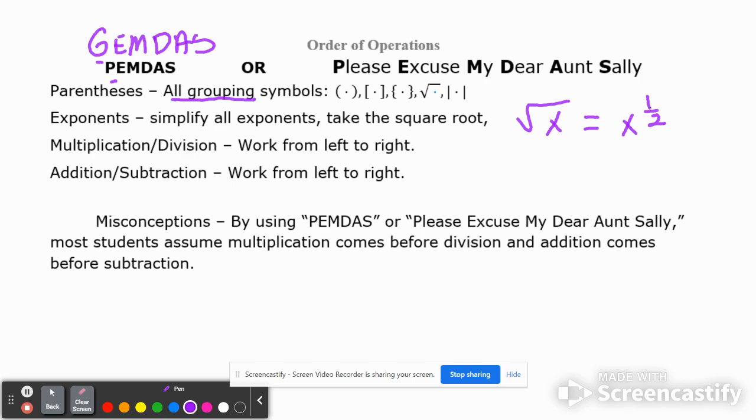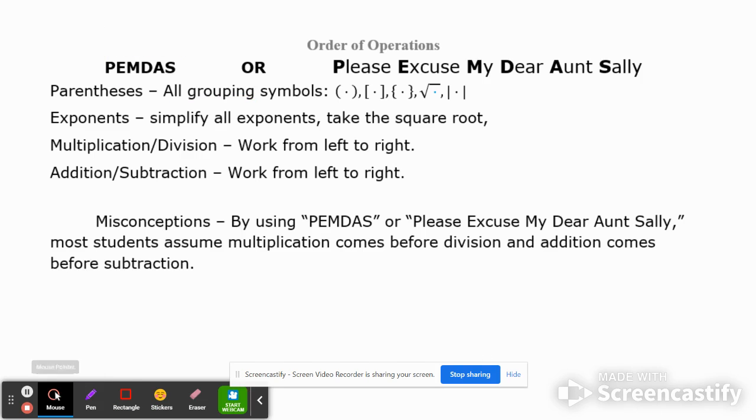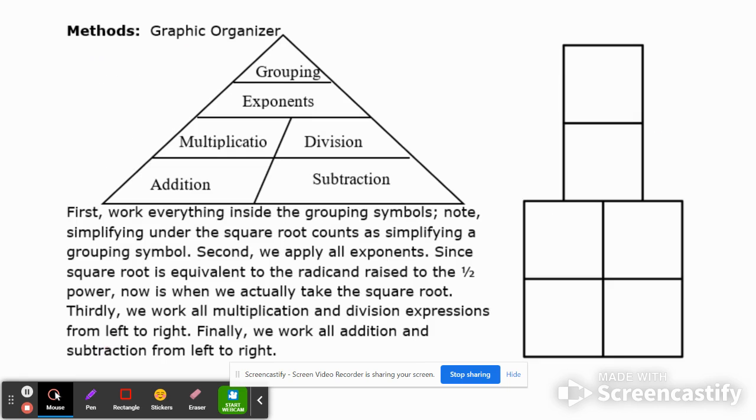Multiplication and division work left to right. Same thing with addition and subtraction. There's a major misconception with students. A lot of times they think that multiplication comes before division, and addition comes before subtraction. But that's not necessarily the case. It's just dependent on the order.